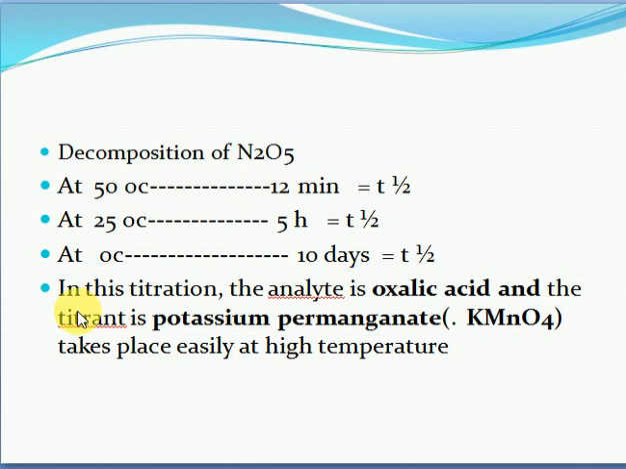Students, in our syllabus we are going to discuss volumetric analysis: the titration of oxalic acid versus potassium permanganate. This titration is an oxidation reduction reaction. The titration is carried out at 70 degrees Celsius. At low temperature, this reaction takes place very, very slowly. From this we get one clear idea: when temperature increases, the rate of a chemical reaction increases.